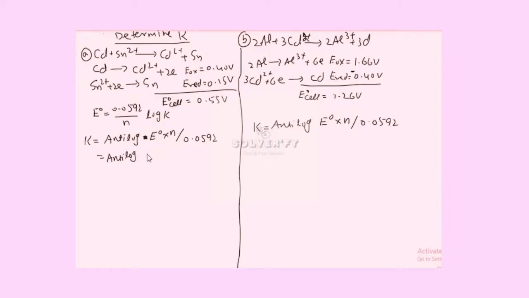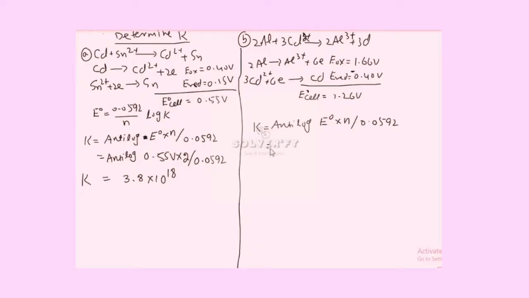Putting the value, antilog of E naught is equal to 0.55 volt, where n is the number of electrons lost and gained, which is 2, divided by 0.0592. Calculating the value and then taking the antilog, we will get the value of k, which is equal to 3.8 into 10 raised power 18.